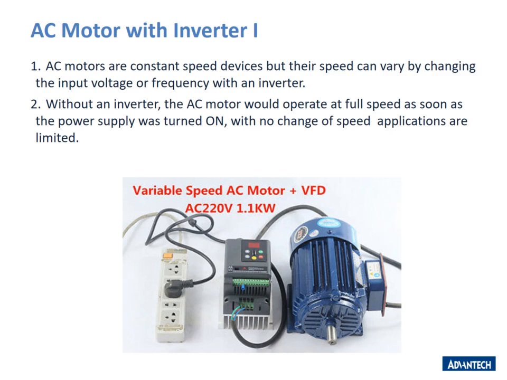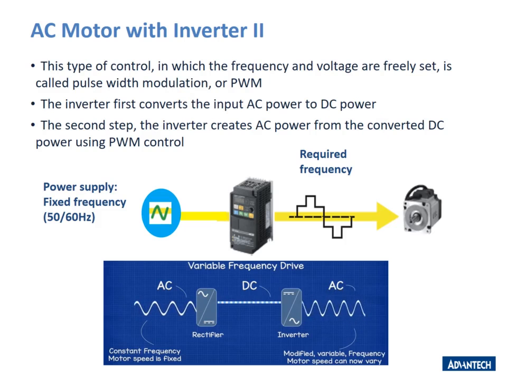It will change the input voltage or frequency, which directly modifies the motor's rotation. Without an inverter, the AC motor would operate at full speed as soon as the power supply was turned on. With no change of speed, applications would be limited. This type of control, in which the frequency and voltage are freely set, is called pulse width modulation, or PWM.